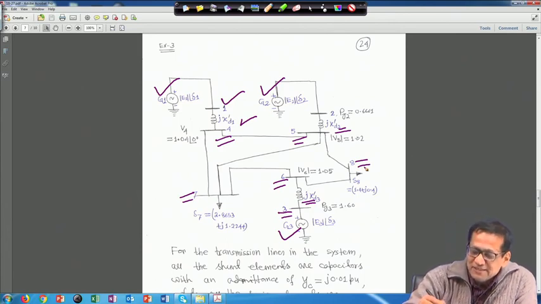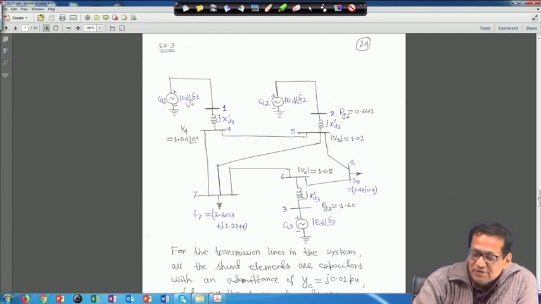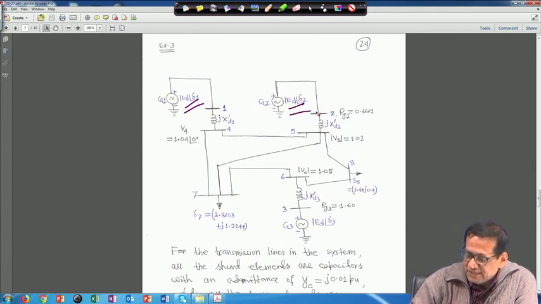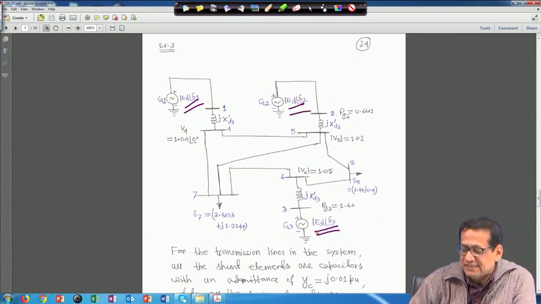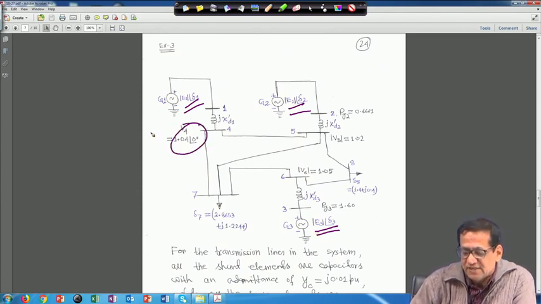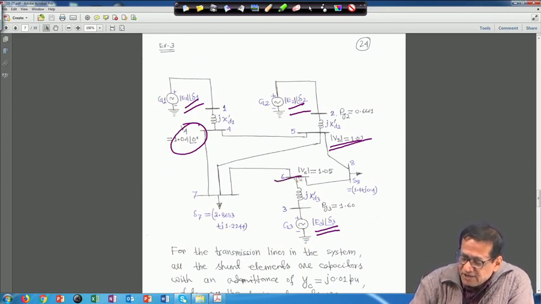And this voltage is E 1 angle delta 1, the magnitude I have marked; E 2 angle delta 2 and E 3 angle delta 3. This bus is a slack bus, voltage is 1.04 angle 0. Now, this bus 5 is a PV bus, voltage magnitude is specified. And this bus 6 also is a PV bus, voltage magnitude is specified. Later I might have mentioned everything.